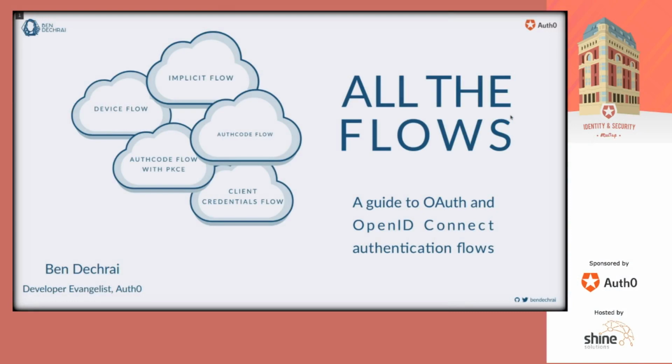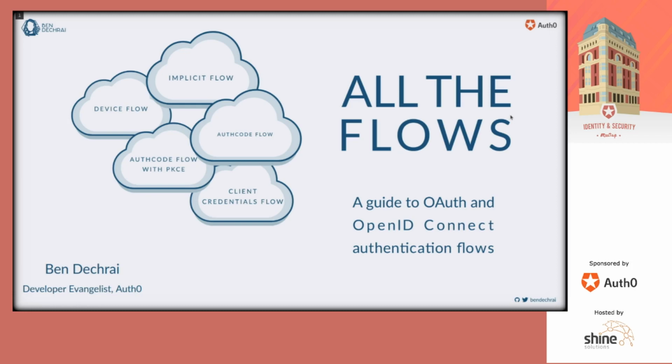So the talk that I want to give tonight, I often have questions about all the different auth flows. If you're familiar with authentication flows with OpenID Connect and OAuth, you might have heard of Implicit Flow and Authcode Flow. They're the two main ones. But then there's a whole lot of others, and there's reasons why you wouldn't use Implicit anymore.